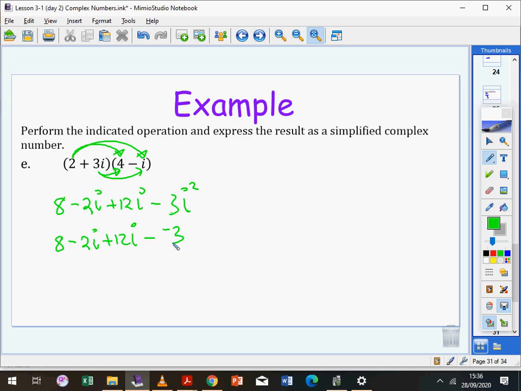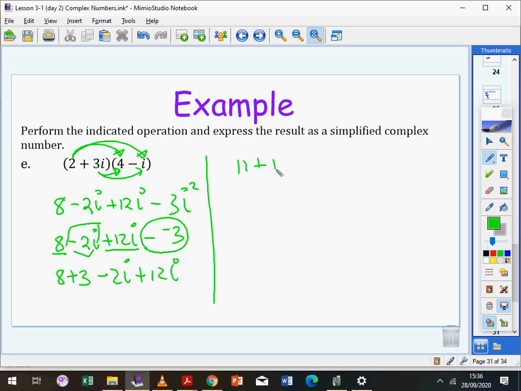So collecting like terms, this is a real number. This is also a real number. That's 8 plus 3. This is an imaginary number, and so is this one. So 8 plus 3 is 11. Negative 2i plus 12i is 10i.